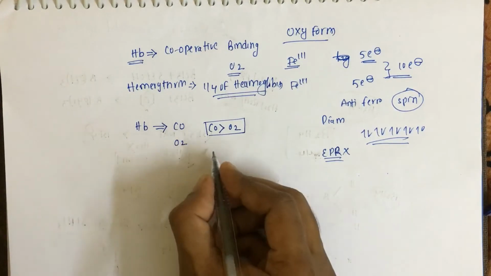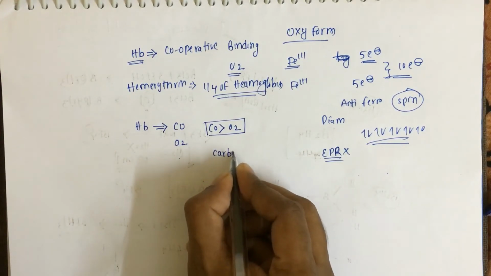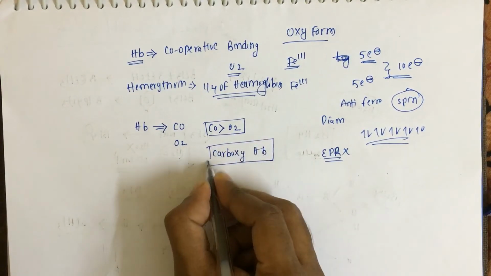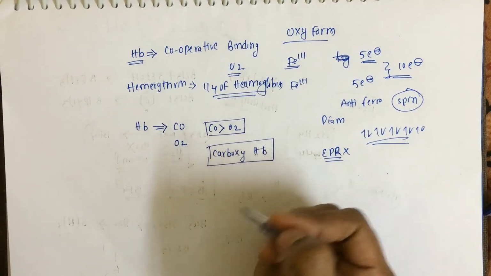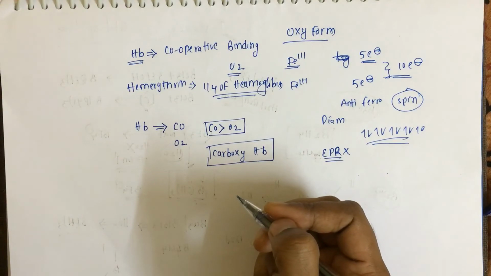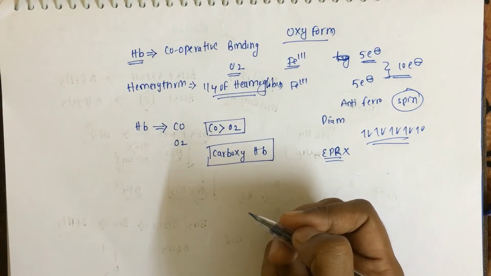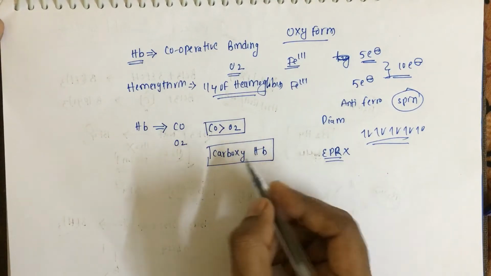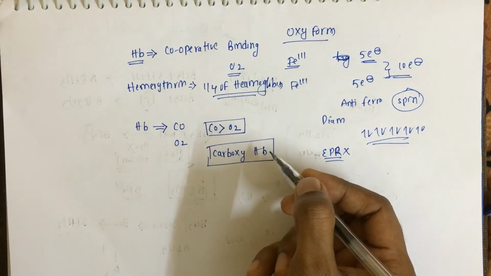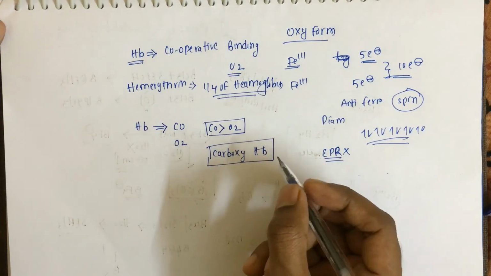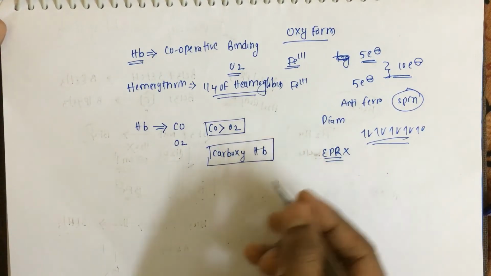That we call carboxyhemoglobin. Carboxyhemoglobin means, when CO gas is released from vehicles and we take that CO inside our body, carboxyhemoglobin will form. Because of that, a person may fall down, and if the exposure is more, the person may die also.